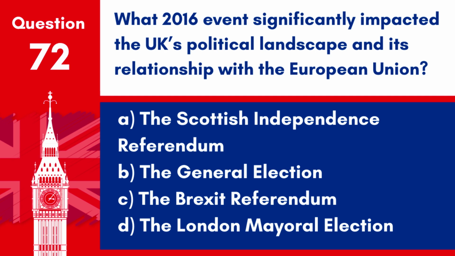Question 72. What 2016 events significantly impacted the UK's political landscape and its relationship with the European Union? A. The Scottish independence referendum. B. The general election. C. The Brexit referendum. D. The London mayoral election. Answer: C. The Brexit referendum. The Brexit referendum in 2016 significantly impacted the UK's political landscape and its relationship with the European Union, leading to the decision to leave the EU.